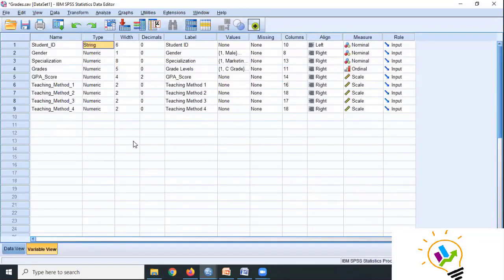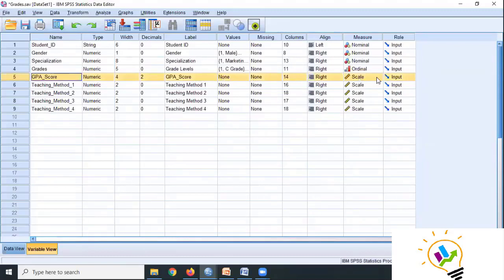And very important in data analysis for us is measurement types. This is called measurement types. Whenever we have different types of data, we need to decide what the measurement type is. And we have 3 types of measurements: scale data, ordinal data, and nominal data. Scale data is also called continuous data. Continuous, like marks. For example, you can see here GPA score is there.